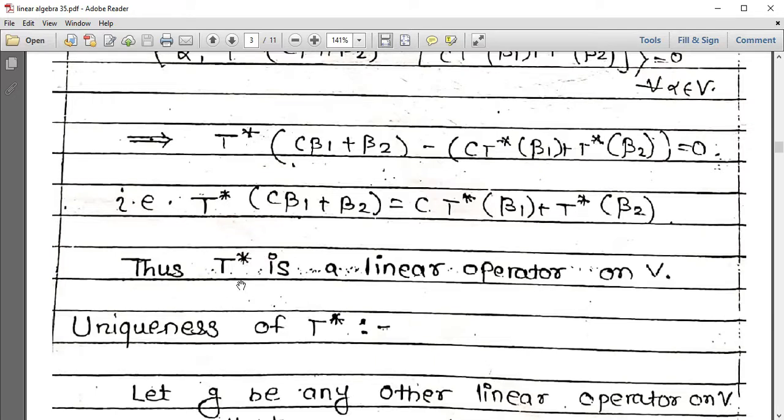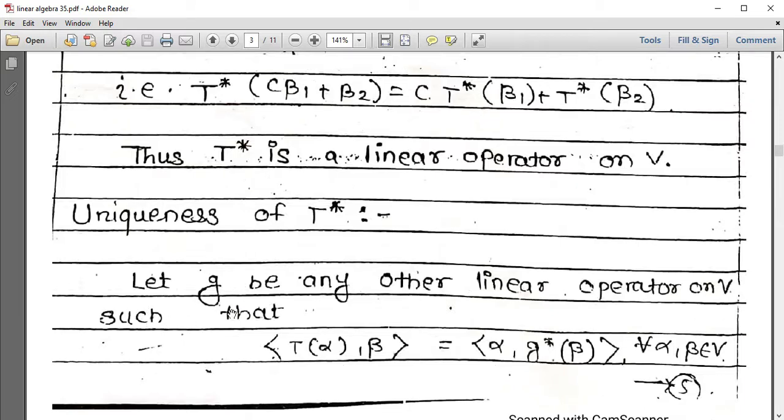For the uniqueness of T star, let us assume that G be any other linear operator on V such that inner product of T of alpha and beta is equal to inner product of alpha and G star of beta for all alpha, beta belongs to V. We have to prove the uniqueness of T star. For this, we assumed that G is any other linear operator on V, defined like this: inner product of T of alpha and beta is equal to inner product of alpha and G star of beta. Give it as equation number 5.